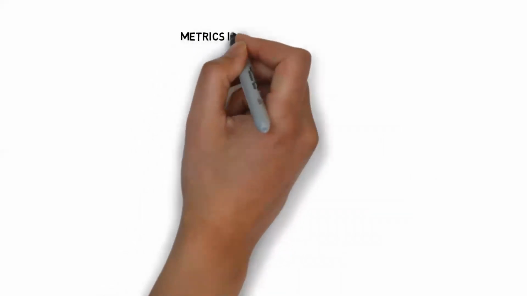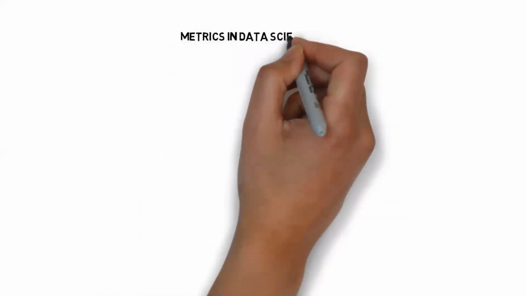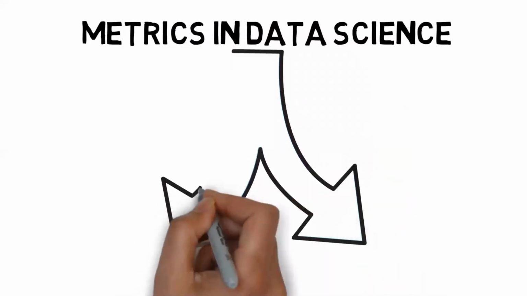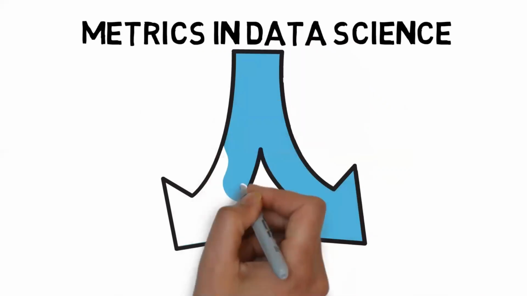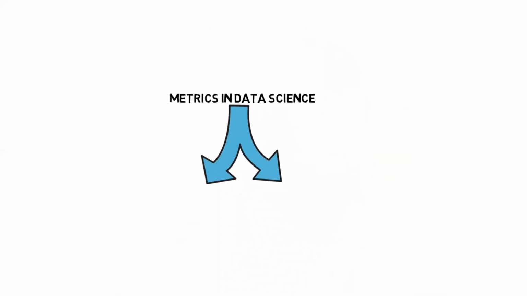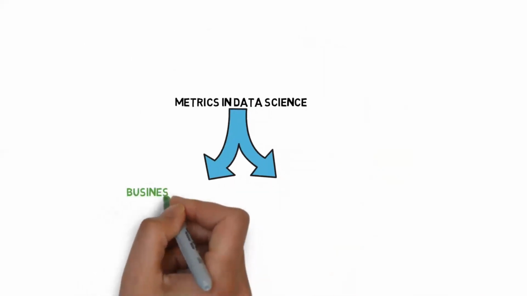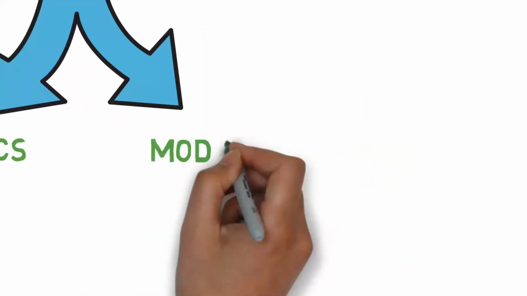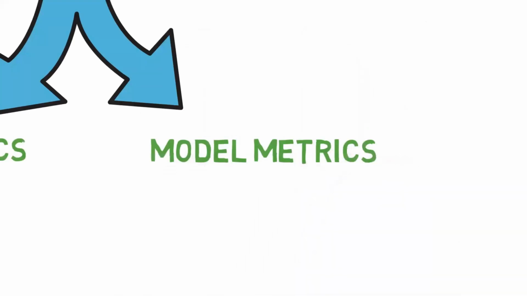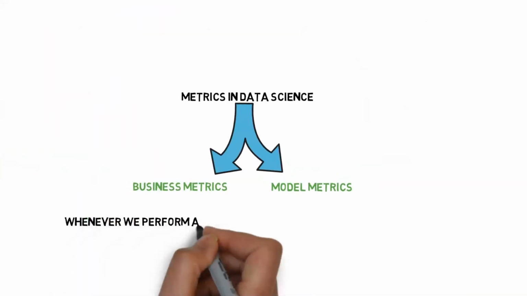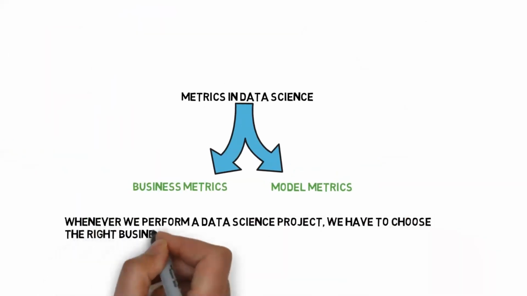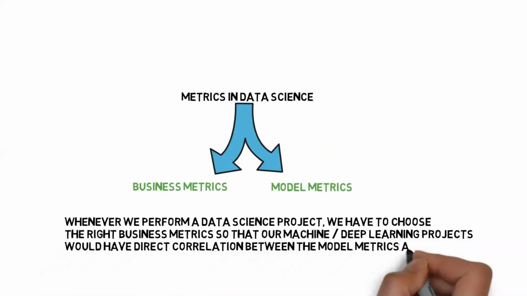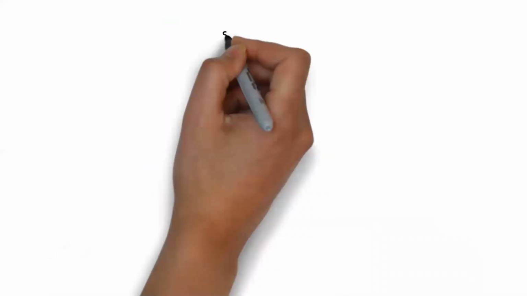Now, this is the most important one, which is the metrics that are used in data science projects. So there are two kinds of metrics used in data science projects, and one is nothing but the business metrics, which we saw in the previous slides, and I hope you understand how they derive all these metrics. And next is model metrics. So whenever we choose a data science project, you have to choose the right metrics in both business and model so that it directly coordinates with the business and benefit of the business.